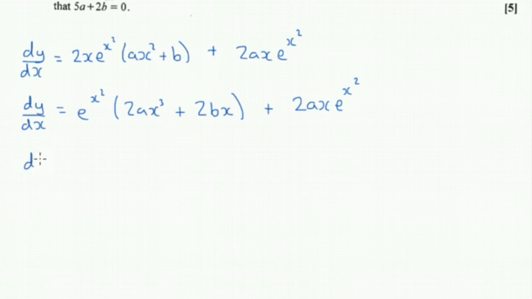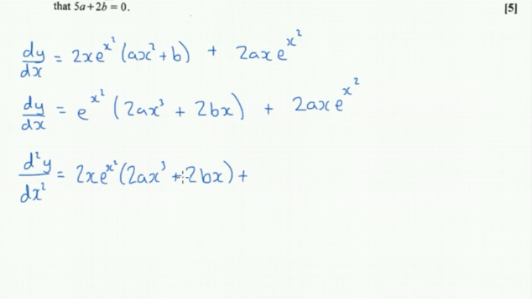So d2y by dx squared, we can then differentiate this, which we already know is going to be 2x e to the x squared, leave that whole bracket alone, plus leave the e to the x squared alone, and differentiate the bracket. So that's going to be 6ax squared plus 2b.